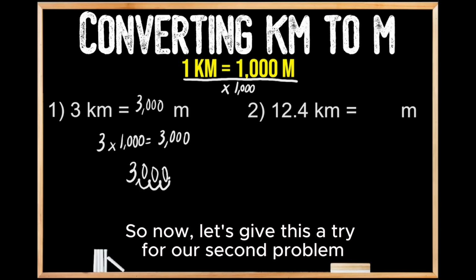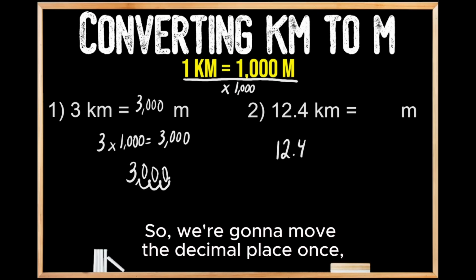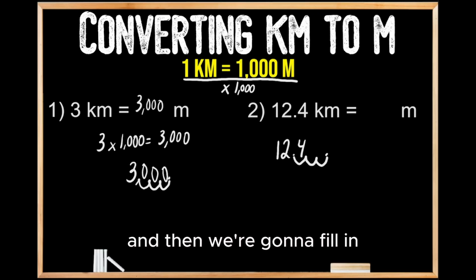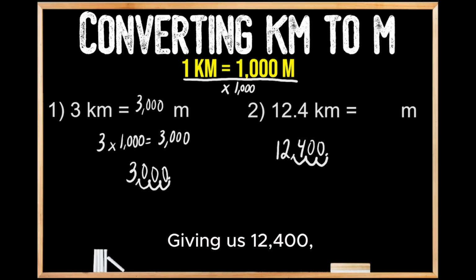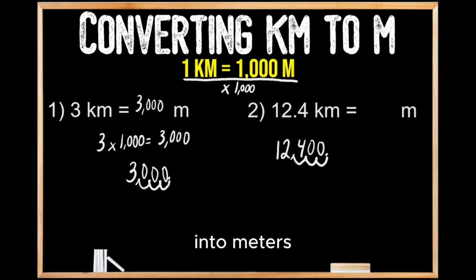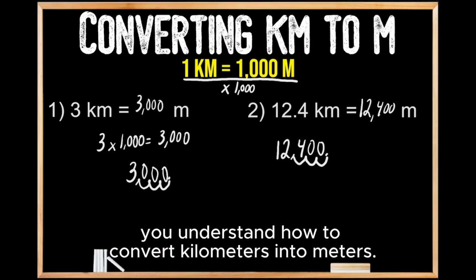So now let's give this a try for our second problem with 12 4/10. So we're going to move the decimal place once, twice, and 3 times, and then we're going to fill in the empty spaces with zeros, giving us 12,400. So when we convert 12 4/10 of a kilometer into meters, we get 12,400 meters. So hopefully by now you understand how to convert kilometers into meters.